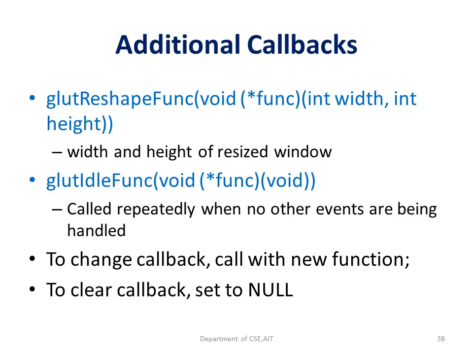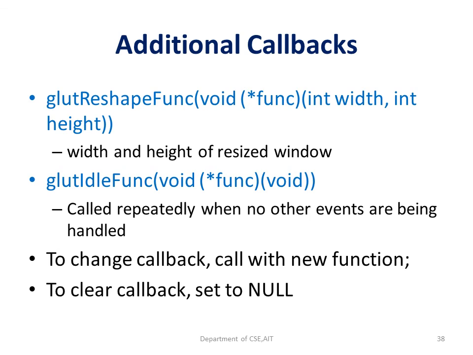Some of the additional callback functions are the glut reshape function, which is used whenever there is a modification in the output window. Then we can go for the glut reshape function. It will have the width and the height as the parameters. Another API is the glut idle function, which will be executed whenever the processor is not executing any other event. So this idle function can be executed in the gap when the processor is free from executing any other event.